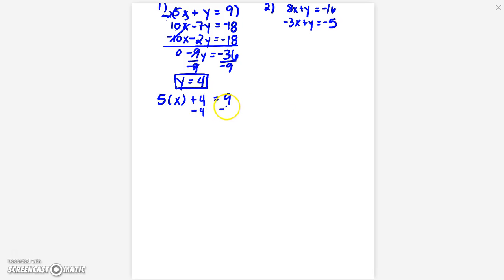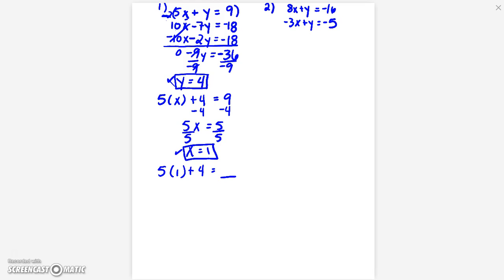Subtract 4 from each side. 5 times x equals 5. Divide. You could probably do this part in your head. X equals 1. Okay, so let's check. So we're going to substitute both x and y back into both of the original equations. So 5 times 1 plus 4 equals, and I don't know what it equals yet, so don't write that 9 down yet until we do the math.